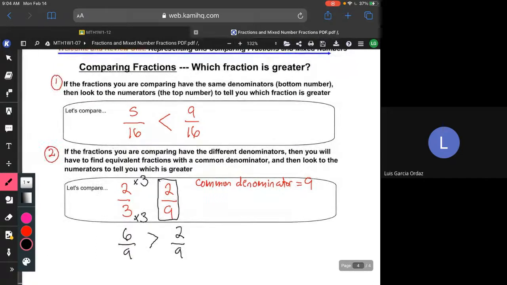Okay, so when you have denominators that are the same, look at the top. When you have different denominators, you need to find the common denominator, and then you figure out which one is bigger. Any questions on this, or is it pretty easy so far?